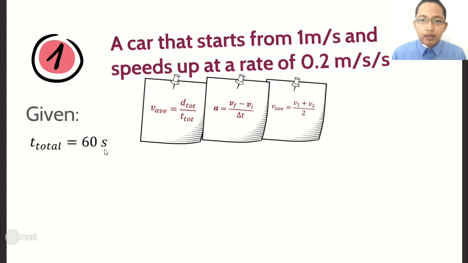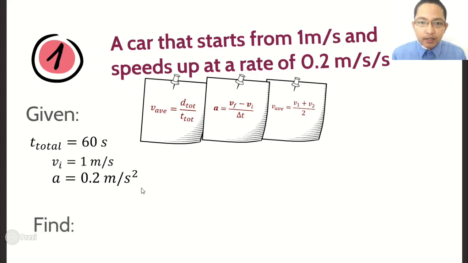For case 1, the time total is 60 seconds. It says it starts from 1 meter per second, so v sub i is 1 meter per second. Then it says it speeds up at a rate of 0.2 meter per second. That is acceleration. So acceleration here is 0.2 meter per second squared. What does it need? It requires you to find total distance.